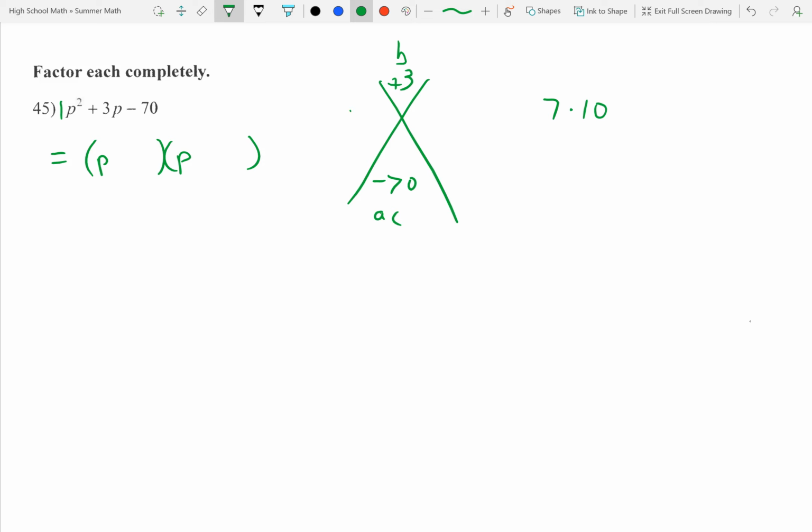Since this is a minus, one's a plus, one's a minus. Our sum is a positive. We'll need 10 positive and 7 negative. These constants will go here. Lastly, we should divide by a, but our a is 1, that won't change anything. We could multiply to check.